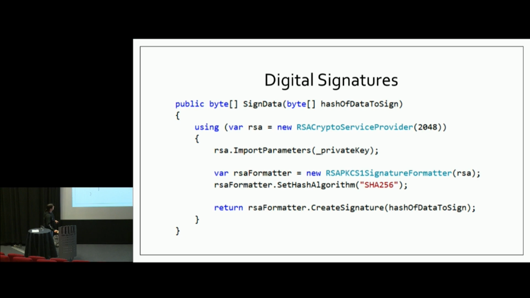To sign some data, we have to use this really nicely worded class down here called the RSA PKCS1 signature formatter. Just rolls off the tongue, doesn't it? So we have our sign data method, and we pass in a byte array of our hash of the data that we want to sign. Because again, remember, we can't sign the entire document, we're signing the hash of it. We import our private key, because to sign the data we have to use our private key. We construct the RSA PKCS1 signature formatter. We tell it what hashing algorithm we're using, so in our case SHA-256. And then we call create signature, and that returns us a byte array of that digital signature.